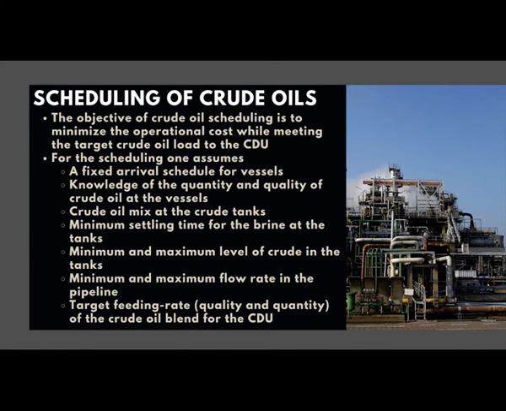Scheduling of the crude oil. The objective of crude oil scheduling is to minimize the operational cost while meeting the target crude oil load to the crude distillation unit. For the scheduling, the scheduler assumes a fixed arrival schedule for vessels, knowledge of the quantity and quality of the crude oil at the vessels, crude oil mix at the crude oil tanks, minimum and maximum flow rate in the pipeline, quality and quantity of the crude oil blends for the crude distillation units. So, all these aspects need to be considered before finalizing the schedule for crude oil.